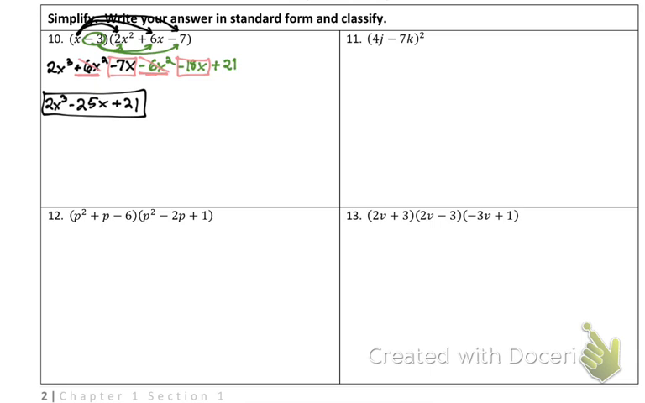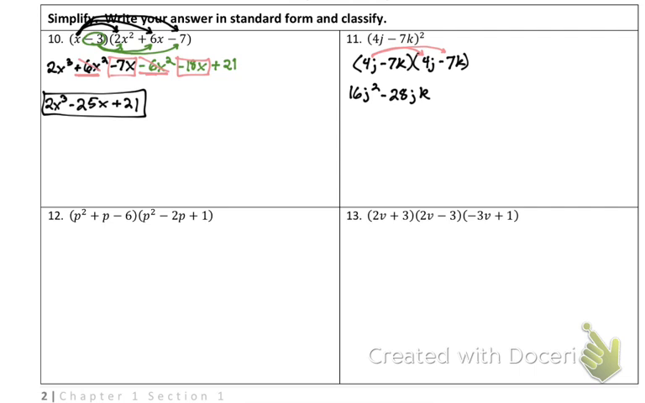So I'm going to run through 11 as quickly as possible because most of us have it done. I'd rewrite this as 4j minus 7k times 4j minus 7k. I'm going to use my method where I just distribute the first term first. 4j times 4j, that is 4 times 4, which is 16. J times j is j squared. Then when I distribute this 4 times this negative 7, 4 times negative 7 is a negative 28. J times k is just jk.